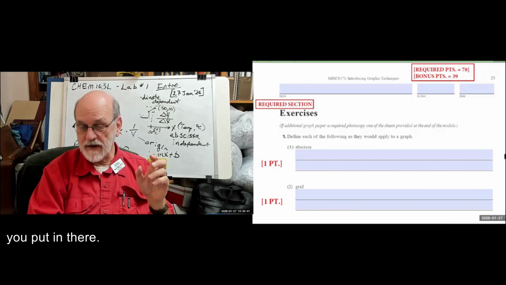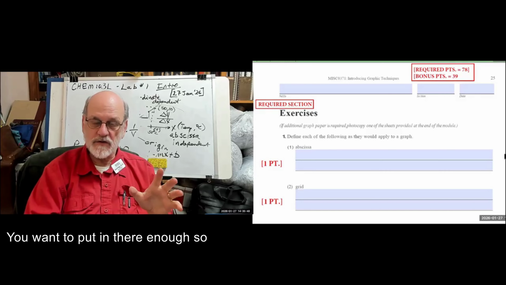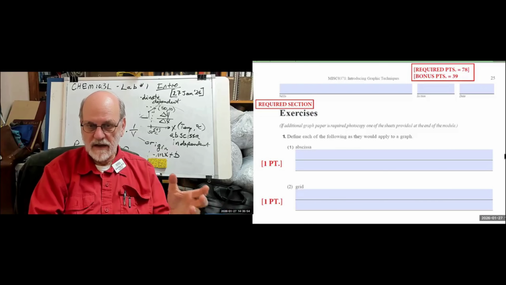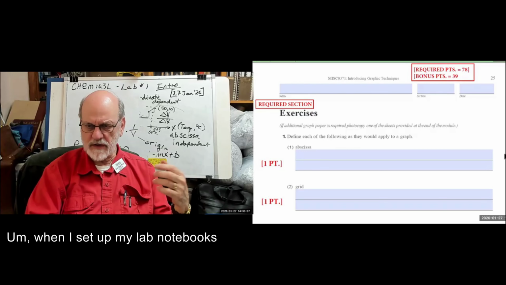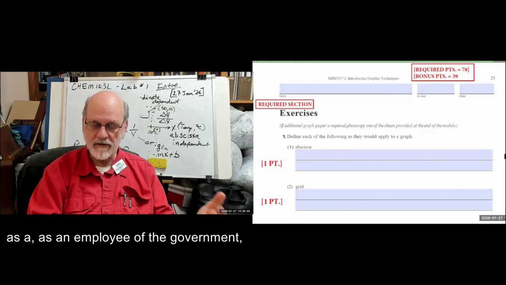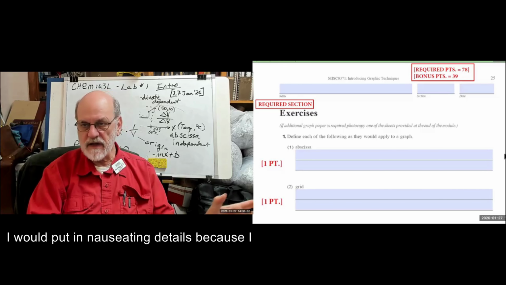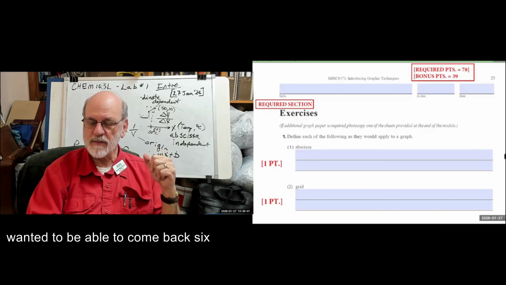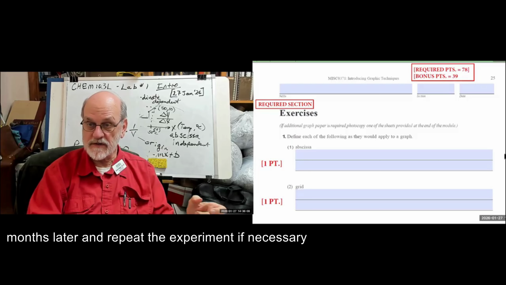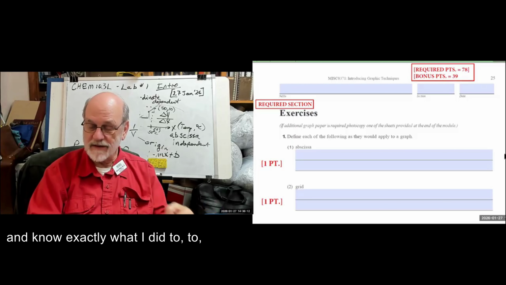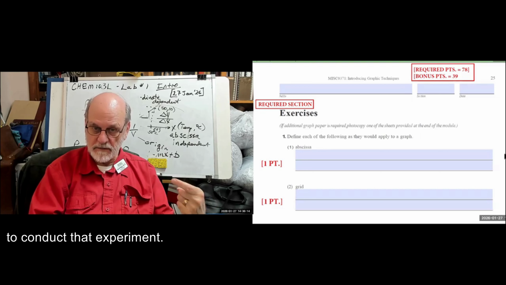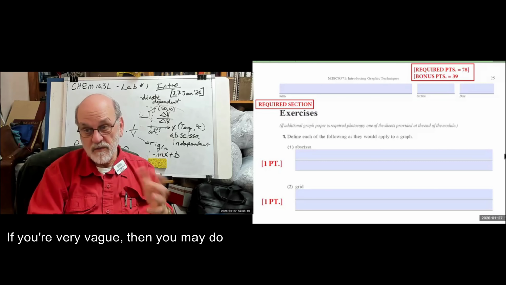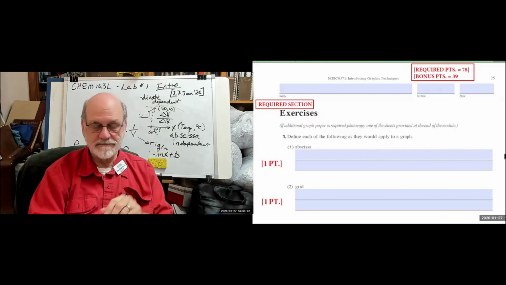So it's up to you how much information you put in there. You want to put in enough so that you can do the lab, right? As much detail as you need. When I set up my lab notebooks as an employee of the government, I would put in nauseating details because I wanted to be able to come back 6 months later and repeat the experiment if necessary and know exactly what I did to conduct that experiment. If you're very vague, then you may do it the same way and you may not.